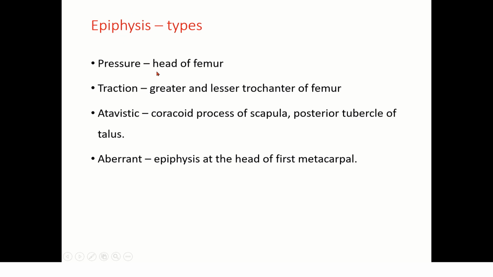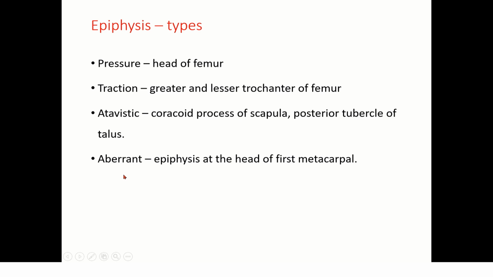Epiphysis. There are 4 types of epiphysis. Pressure epiphysis, example is head of femur, where it bears the weight. Traction epiphysis, greater and lesser trochanter of femur, where there is maximum pull by attached muscles. Atavistic epiphysis. So coracoid process of scapula is an example for atavistic epiphysis. Actually, it is a separate bone but fuses during development with some other bone. So coracoid process of scapula and posterior tubercle of talus.